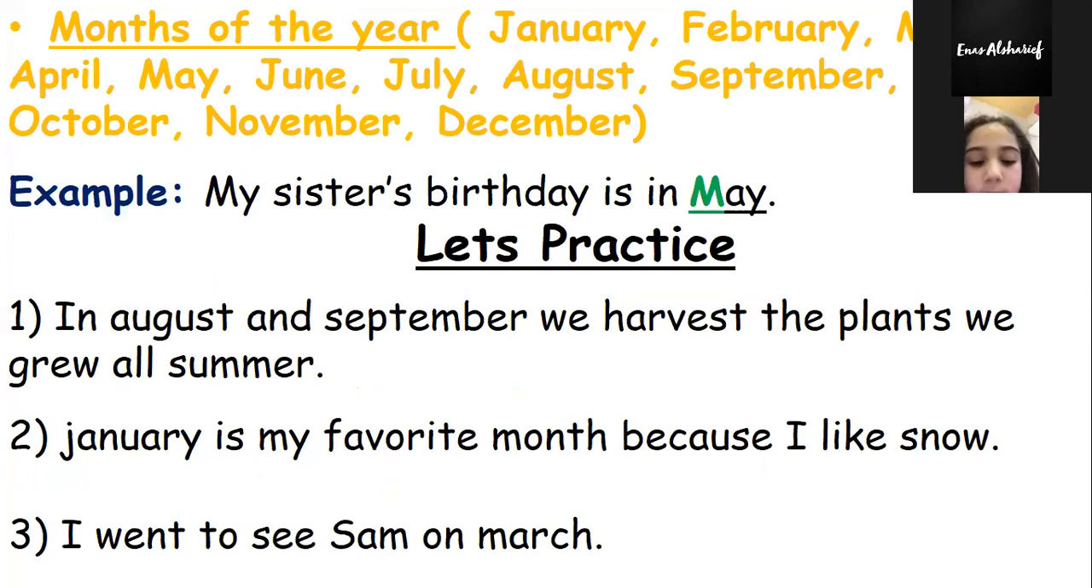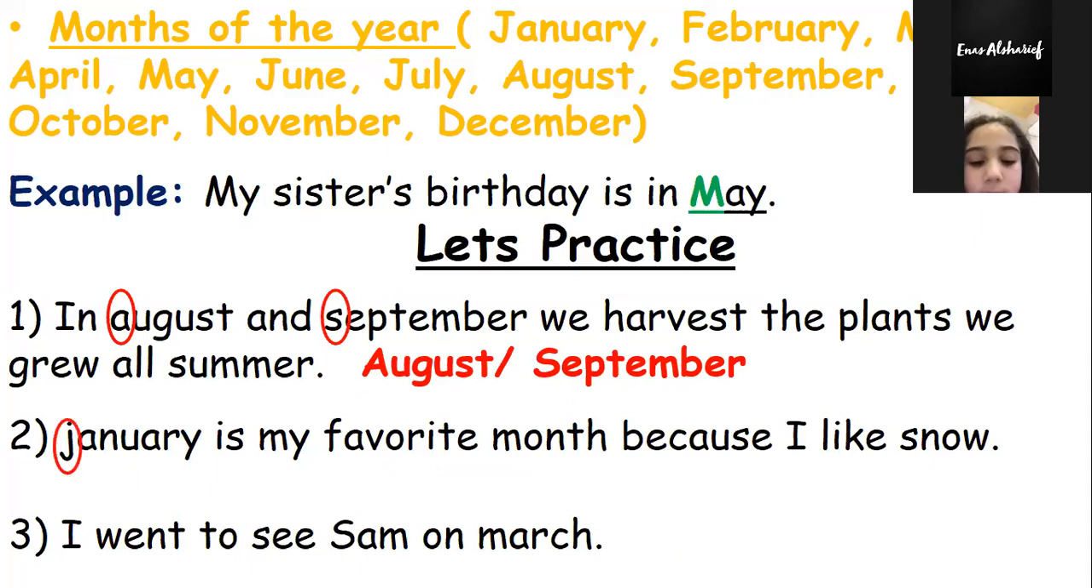Now let's practice. In August and September, we harvest the plants we grew all summer. We have to capitalize the A in August and the S in September. Why? Because they are months of the year, okay? January is my favorite month because I like snow. We have to capitalize the J in January because it is a month of the year, and also it comes at the beginning of the sentence.